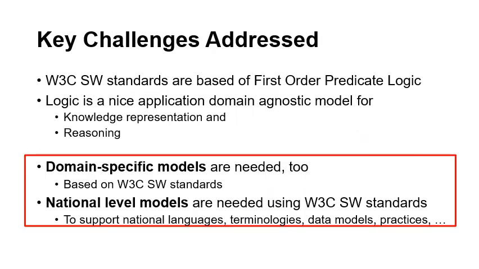The semantics of the semantic web are based on first-order predicate logic. Logic is a nice application-domain-agnostic model for knowledge representation and reasoning, but it is not enough alone. We also need domain-specific models based on those semantic web standards, but national-level models are needed too, because we need to support national languages, terminologies, data models, and practices in use locally. In this presentation, I will focus especially on the national-level models.